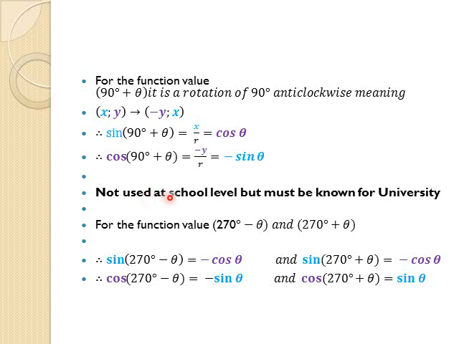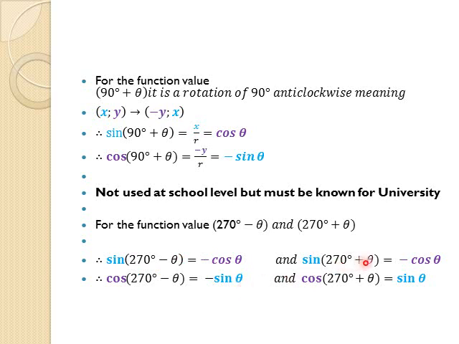Now, the following that I'm showing you at the bottom is not used at school level, but we need to know it for university. So the function values for 270 minus and 270 plus. 270 minus is the third quadrant, 270 plus is the fourth quadrant. So we treat it as 90. So sine of 270 minus theta will become negative cos theta, because in the third quadrant sine is negative. Cos of 270 minus theta, in the third quadrant cos is negative, and therefore it becomes negative sine theta. I hope you see how they swapped around.